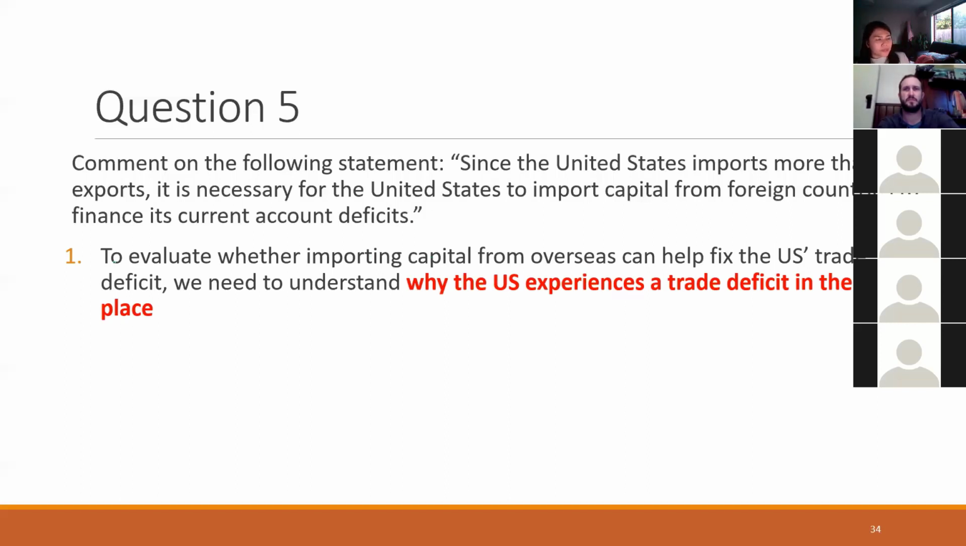So there's no right or wrong in this answer. You can express your opinion as long as you can back it up. I think the answer here depends on what causes the account deficit in the US. To understand or to solve this problem, we need to understand why the US experienced a trade deficit in the first place. According to what we discussed in question three, what were the reasons for the account deficit in the US?